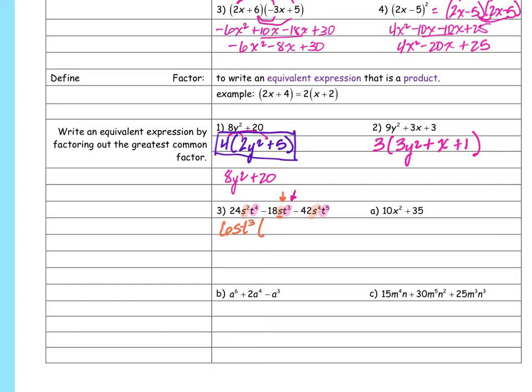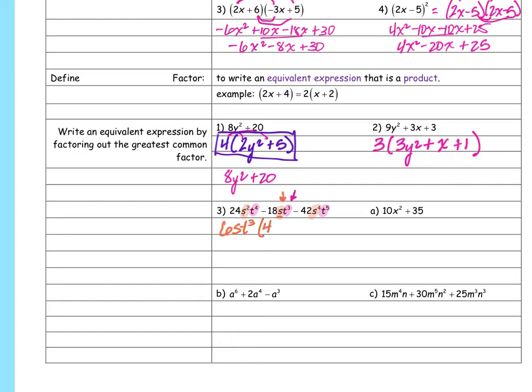Please, you guys, make sure if something's not making sense, you say something, okay? So now I'm going to do this one term at a time. So 6 goes into 24 4 times. Oh my gosh, 4 times. It is 4.